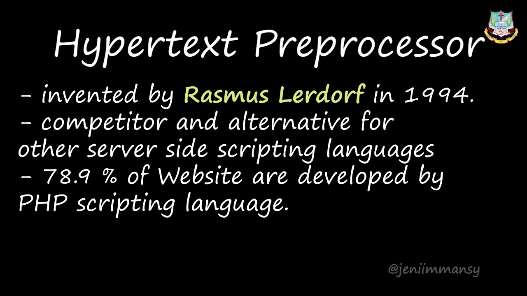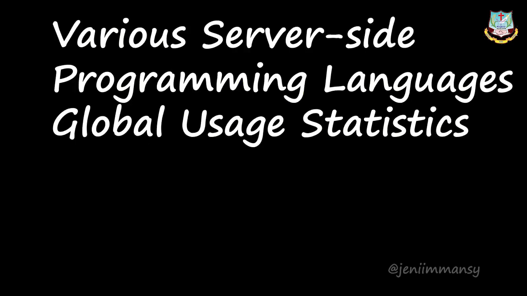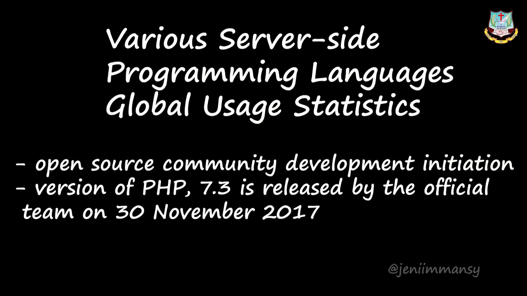Now let's see the various server-side programming languages used globally. The PHP scripting language can be used through an interpreter. This is installed in the web servers or in a Common Gateway Interface. Most web servers like Apache, Tomcat, and Microsoft IIS, that is Internet Information Server, support the PHP interpreter module. PHP is open source software, an open source community development initiative. That means anyone can use it. It has many versions to ensure quality and ease of use.